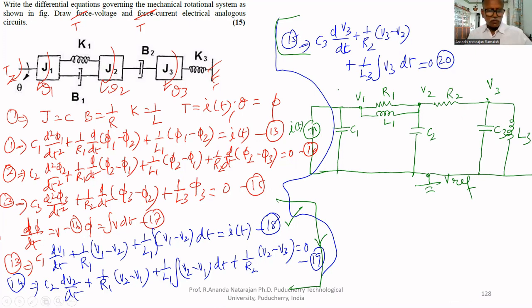So we can draw the circuit like this. Stop here. That's all. This is the current analogy of a mechanical system, a rotational mechanical system.